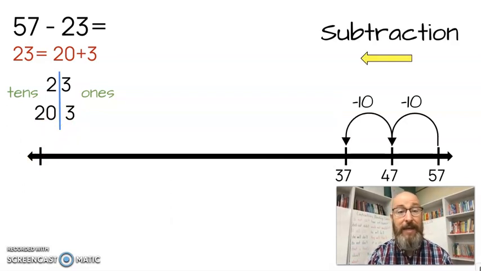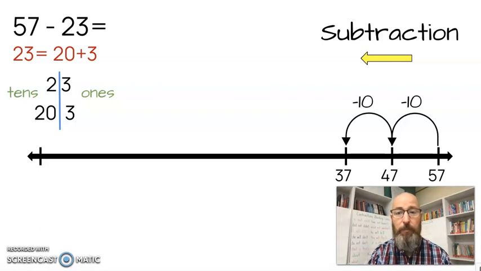Now let's subtract our second 10 because we have 2 10s to subtract. We've subtracted one 10, got 47, another 10, and got 37. Now we've done our 2 10s. Are we done yet? No, we have to subtract our 1s. How many 1s do we have to subtract? 3, that's right. So let's go ahead and start jumping backwards by 1s.